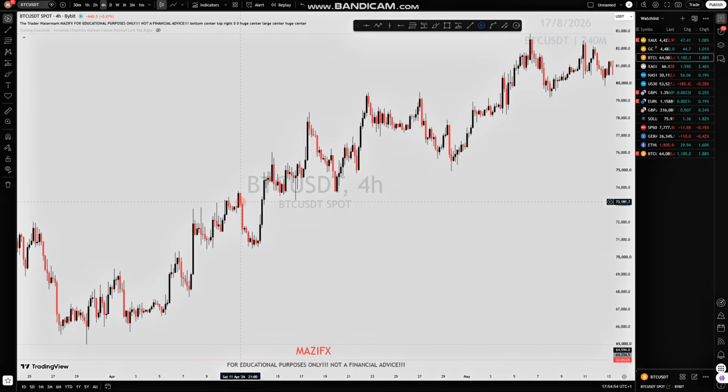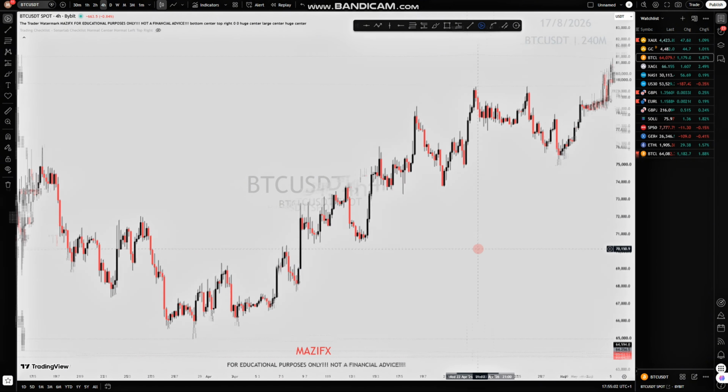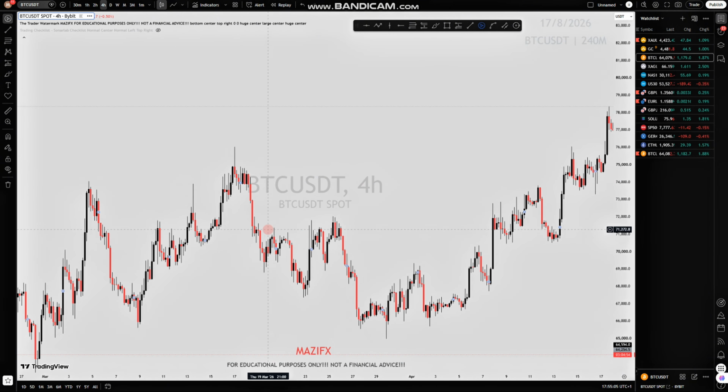So don't get it twisted. It's very simple. The candles that are printing to the upside are the bullish candles, the buy candles. The candles that are printing to the downside are the sell candles, the bearish candles, the candles that tell you that that particular asset is losing value.